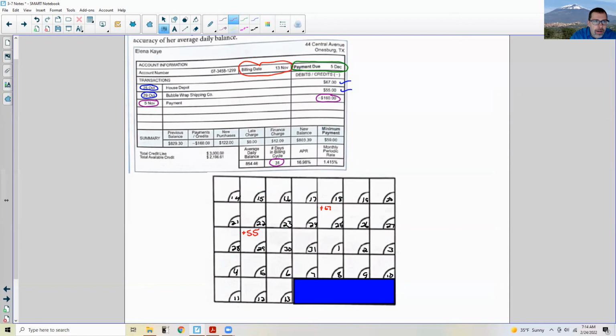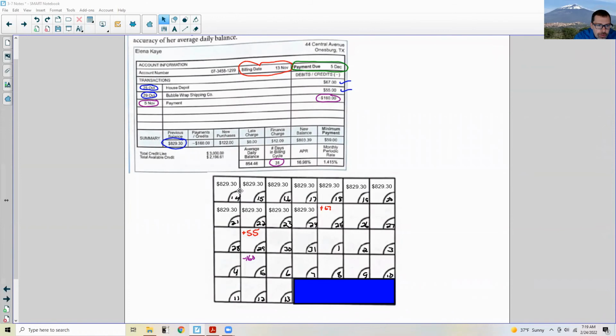And then I am going to use, I don't know, purple for the credit, $160 on November 5th, which is right here. So that would be minus $160. Okay, so those were the 3 transaction dates. So once I've done that, all I have to do is put in, and this is a bit tedious, her previous balance was $829.30. So I'm going to put 829.30, 829.30. And you just continue doing that until you get to the first charge. And I'm going to pause the video and fill that in.